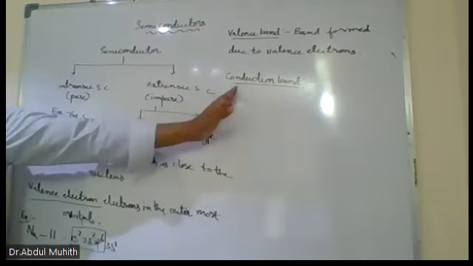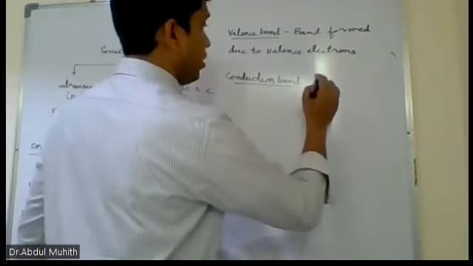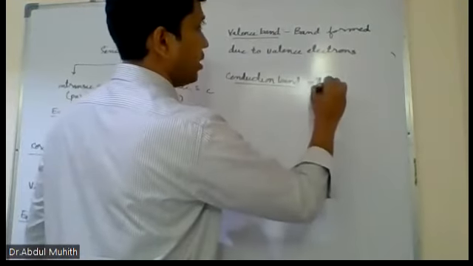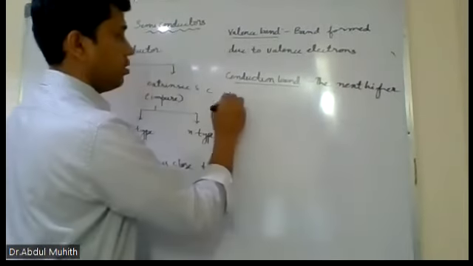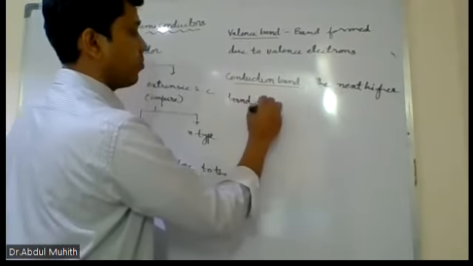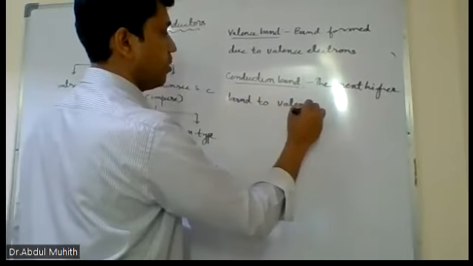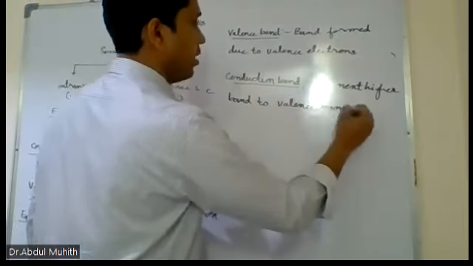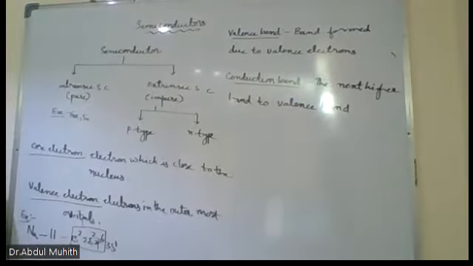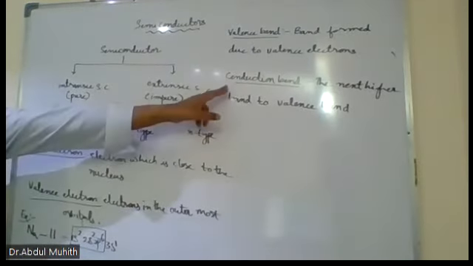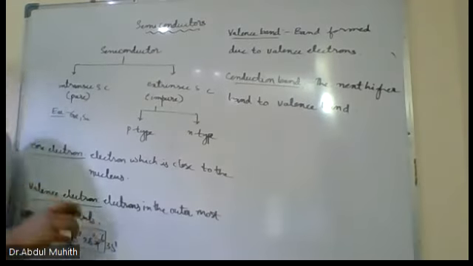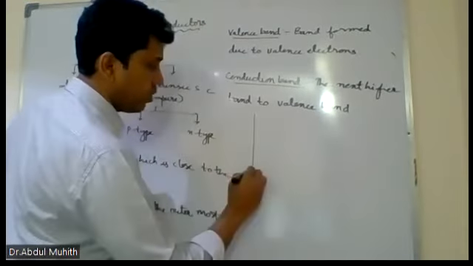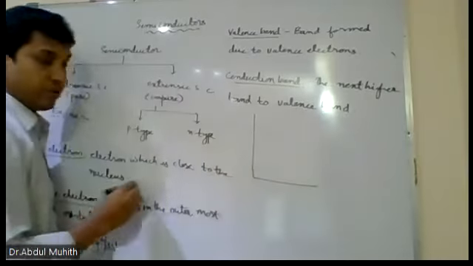The same thing. Now, conduction band means what? The next higher band to the valence band is said to be the conduction band. The passage of electron flow takes place in this band, the conduction band, not in the valence band. In a simple picture, what exactly is it? We are drawing an energy level diagram now.